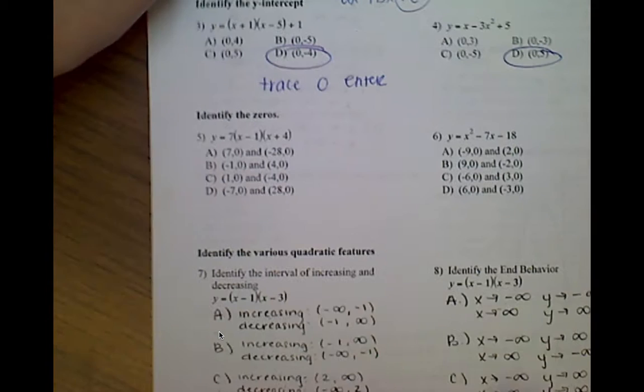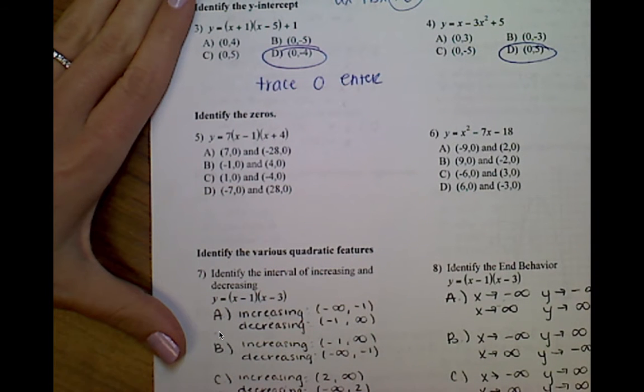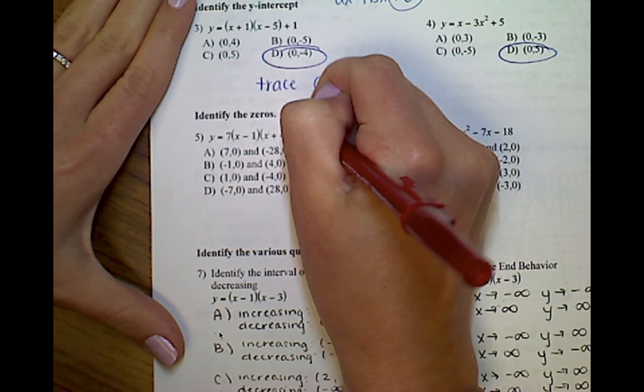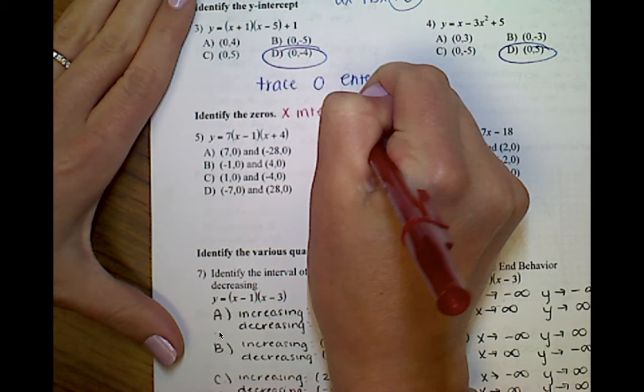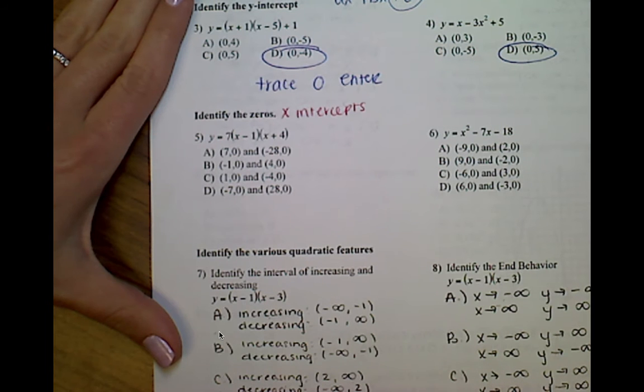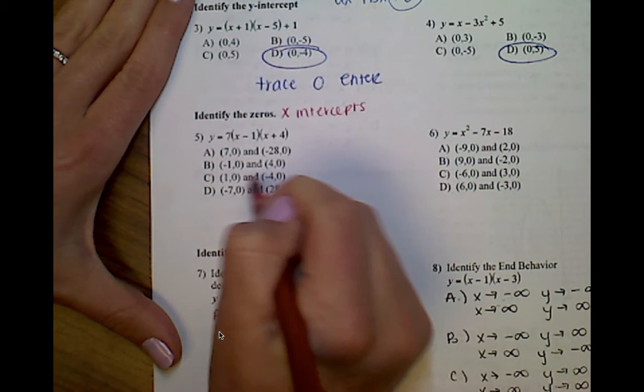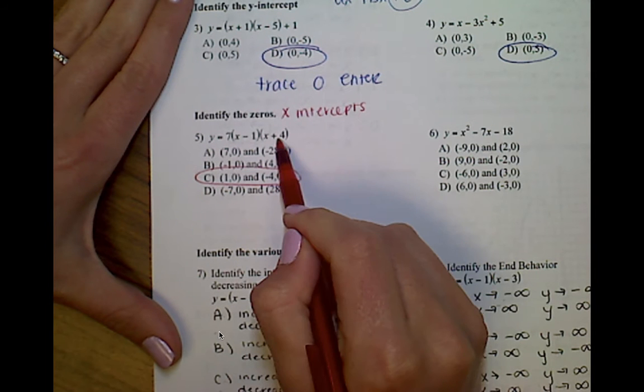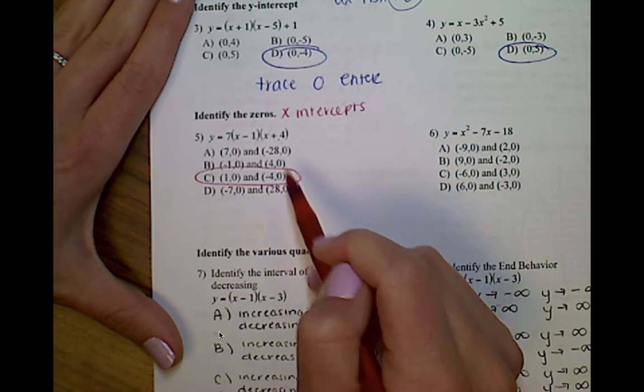Next one, number 5. When it's asking for the zeros, all it's saying is a fancy word for the x-intercepts. So where is it crossing the x-axis? Looking at this factored form, it tells it to you very quickly. What would you plug in there to get a 0? You'd plug in a +1. What would you plug in there to get a 0? You plug in a -4, and that would give you those zeros.